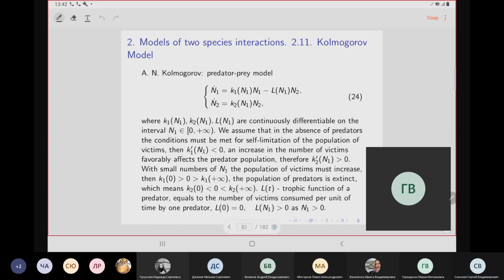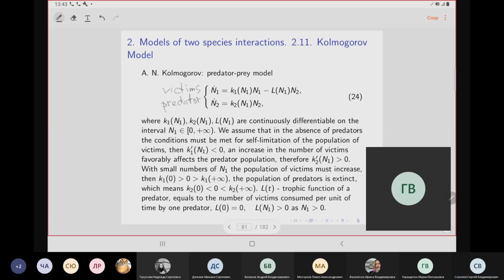So, the Kolmogorov predator-prey model, equation 24. As usual, the first are our victims, and the second are predators. But now the functions that are responsible for the dynamics of one population, K1 and K2, and the function that reflects the interspecific interaction.